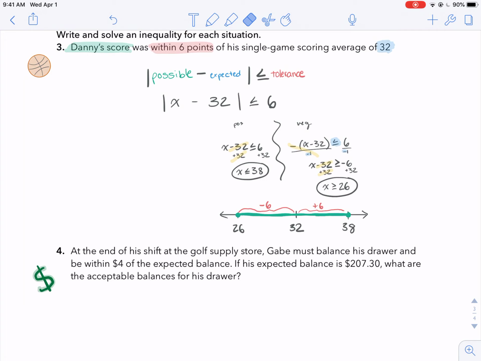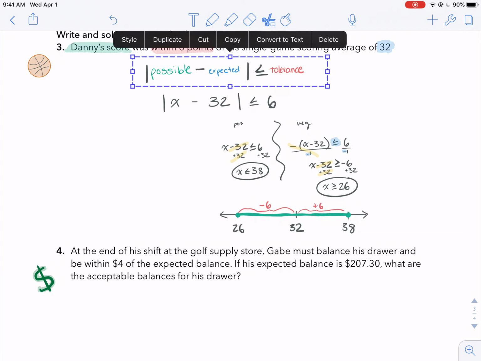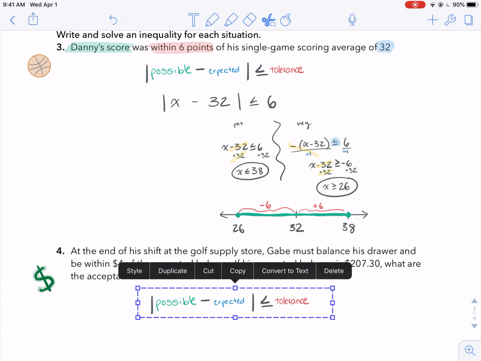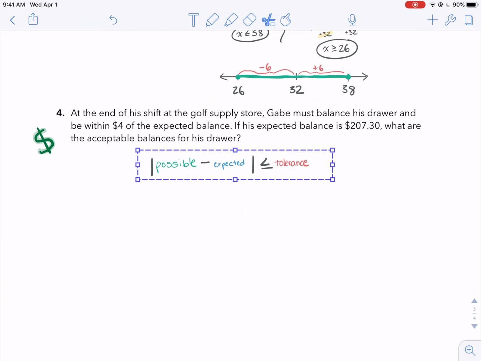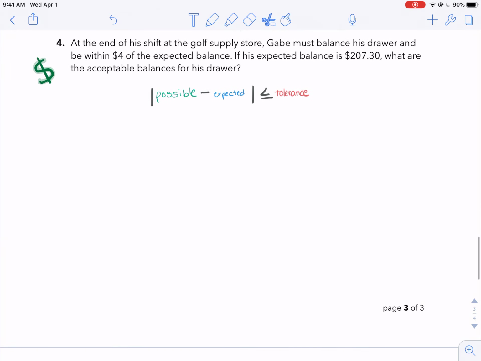Think you got it? Go ahead and take our key idea of the absolute value of our possible outcomes minus what we expect, take the absolute value of that difference, and then set that less than or equal to our tolerance. Go ahead and try to find out Gabe's situation.